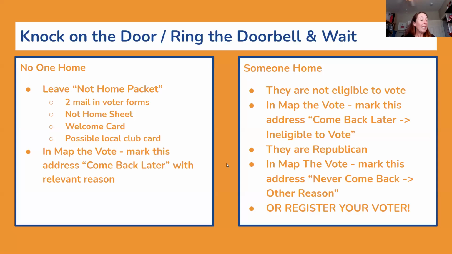Okay, so if somebody is home and they're not eligible to vote, then we can go into Map the Vote and mark that address, come back later ineligible. Or if they are Republican, we want to mark never come back and the reason why. So let me show you how to do that.